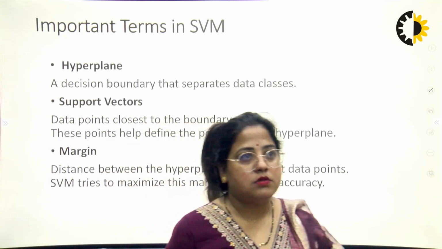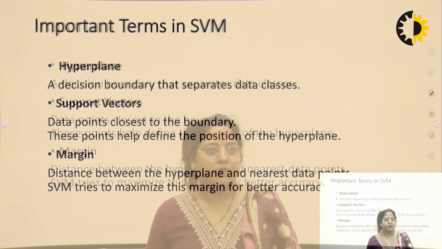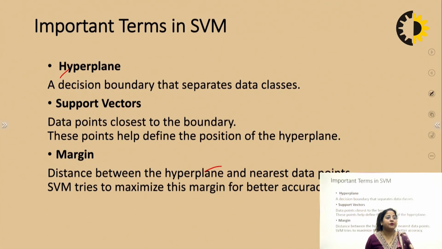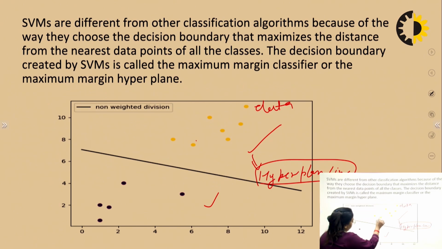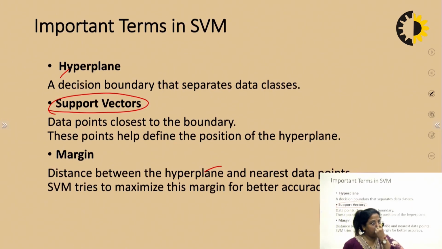There are many important terms used in SVM. The first one is the hyperplane. Hyperplane is just a decision boundary that separates data classes. The second one is the support vector. Support vectors are the data points closest to the boundary. Let's suppose we take the example here. This is the nearest point to this boundary and this is the nearest on the other side. So these two points are the support vectors. These points help to define the position of the hyperplane.